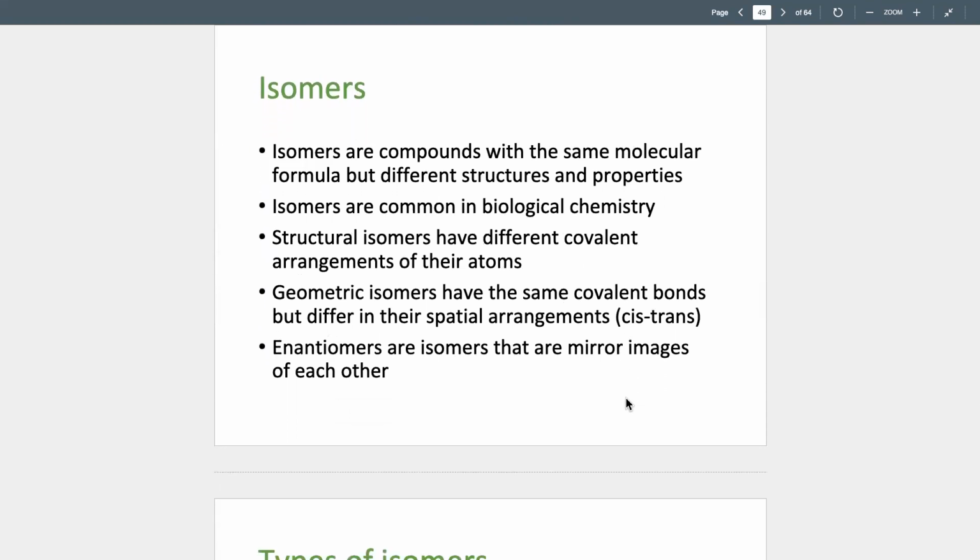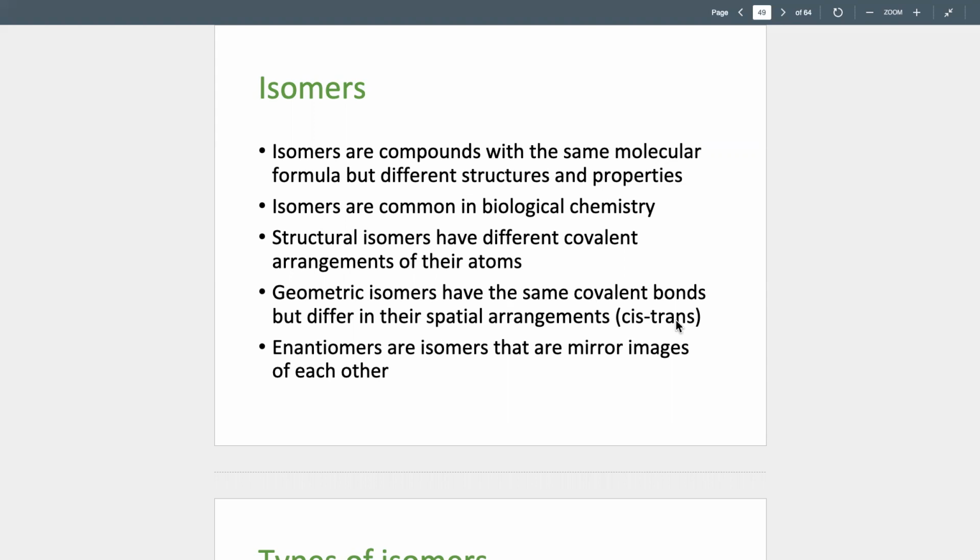Isomers. Okay, so this iso prefix is very common in language that you're going to read throughout biology and chemistry. Iso just basically means same. So isomers are compounds with the same molecular formula but different structures and properties. Isomers are common in biological chemistry. The structure of isomers have different covalent arrangements, and the covalent, remember, is a sharing of electrons to form a bond. Geometric isomers have the same covalent bonds but differ in their spatial arrangement in cis-trans.